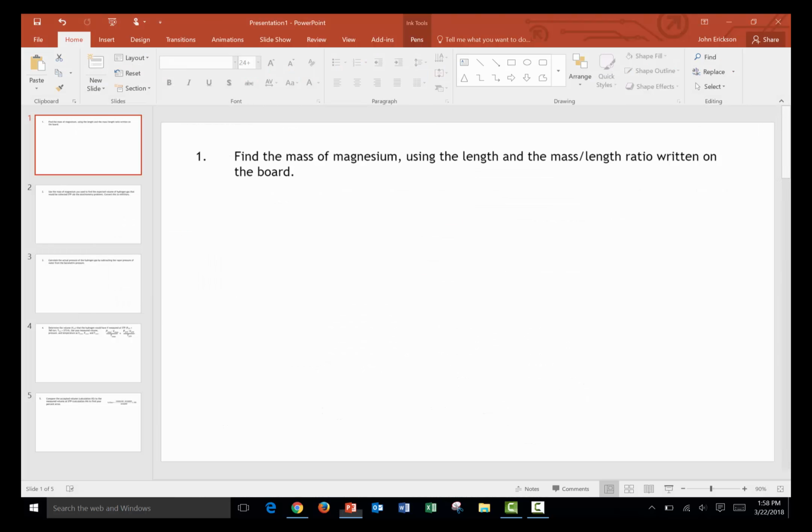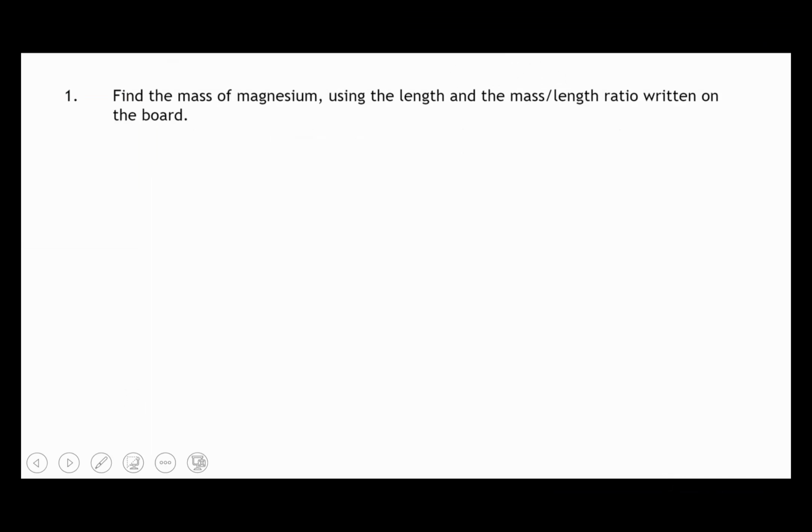Calculation number 1 wants us to find the mass of magnesium using the length to mass ratio that we wrote from the board. So let's do this calculation together here. What I do for this is I write down the length of magnesium as my given. And then I'm going to use a length to mass ratio, which was on the board. It was in our pre-lab activity.